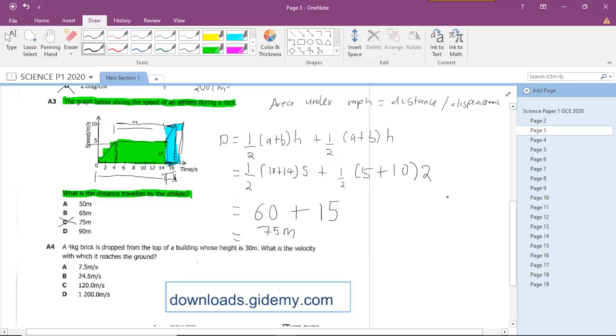The first thing is that the area under a speed time graph will represent the distance or the displacement traveled. The second thing that you have to know is the formula for the area of a trapezium. Area of a trapezium is open brackets, the short side plus the longer side, close brackets, multiplied by height, which is just half (a plus b) multiplied by height.